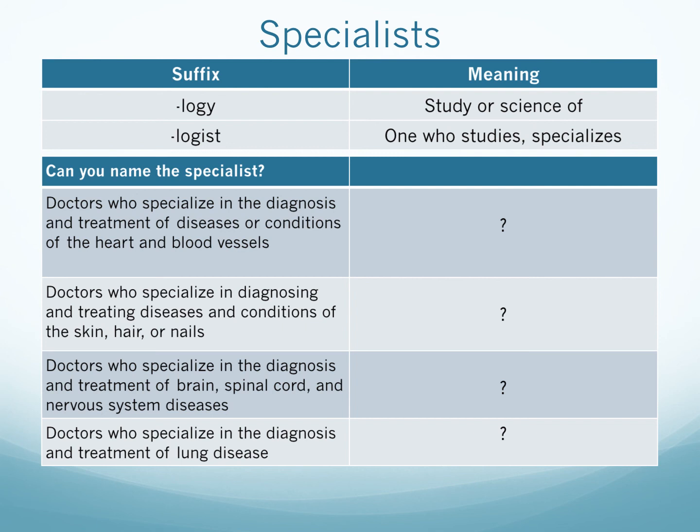Can you find the name of the specialist that coordinates with each of these descriptions? A doctor who specializes in the diagnosis and treatment of diseases or conditions of the heart and blood vessels. A doctor who specializes in diagnosing and treating diseases and conditions of the skin, hair, or nails. A doctor who specializes in the diagnosis and treatment of brain, spinal cord, and nervous systems. And lastly, a doctor who specializes in the diagnosis and treatment of lung disease.